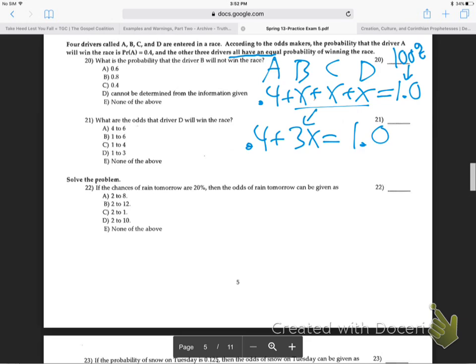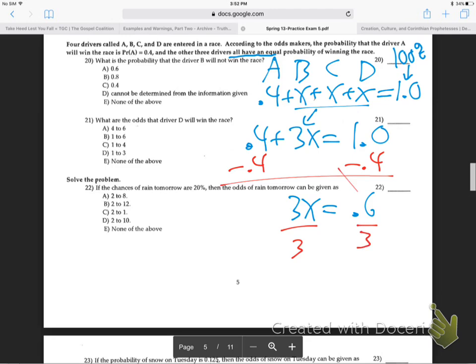Is that good? And then solve for x, subtract 0.4. So 3x is 0.6. Last step to get x alone, divide by 3. So x is what, 0.2?